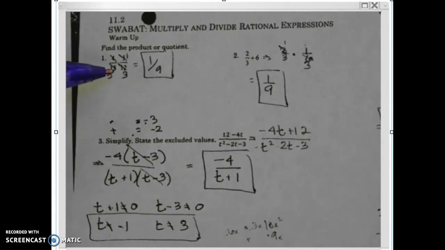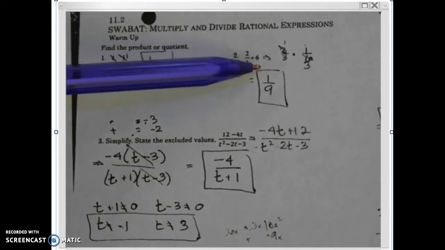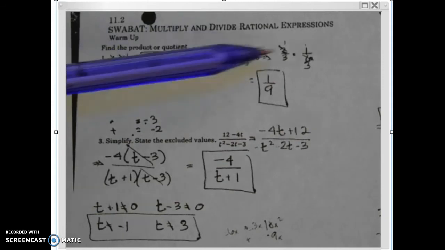Number 1 was 1/9. Number 2 was also 1/9. Main thing I want to remind you of is that when you are dividing, and this is the division sign, you do need to multiply by the reciprocal, so 1/6.